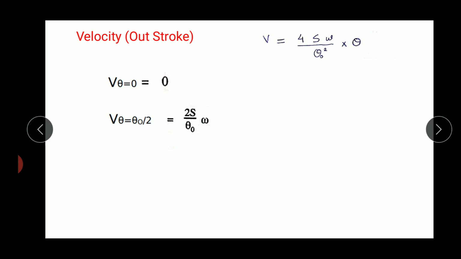So we'll put all the values here. Velocity at theta O by 2 is 2 s omega upon theta O. So put all the values.